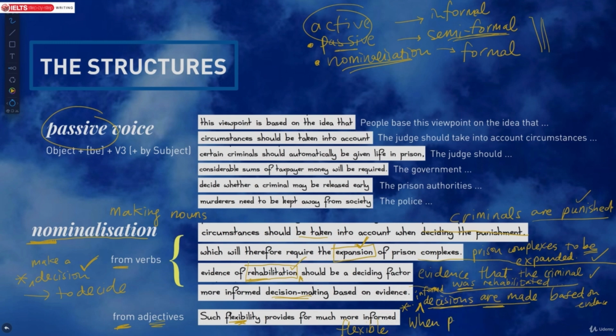When rules are flexible, adjective. When rules are flexible, more informed decisions can be made, etc. Okay, from there we've got, this is not passive voice, because this is not a verb. So even though it looks like it, this is an adjective. So when rules are flexible, more informed decisions can be made, but we prefer such or this. Such and this are very similar. This flexibility or such flexibility provides for much more informed decision making.